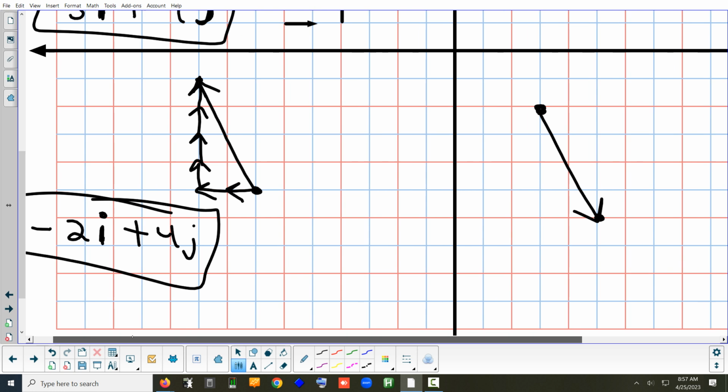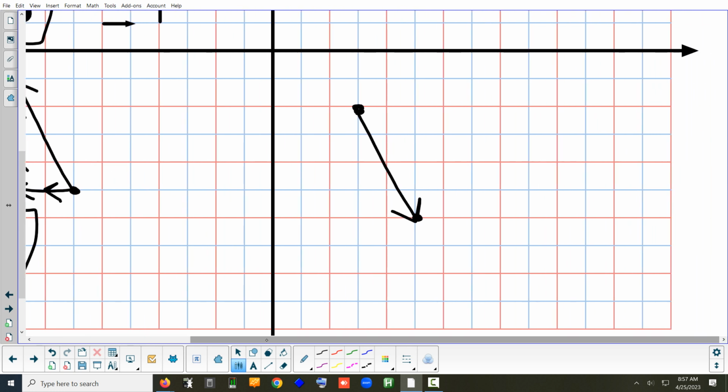Right. How would I write that vector using i's and j's? You have to put the i first and then the j second, alphabetically. Yeah? 2i. Yep, so 2 of the i's. Minus 4j. And then we have 1, 2, 3, 4 j's going down. That makes the j's negative. So it's 2i minus 4j.